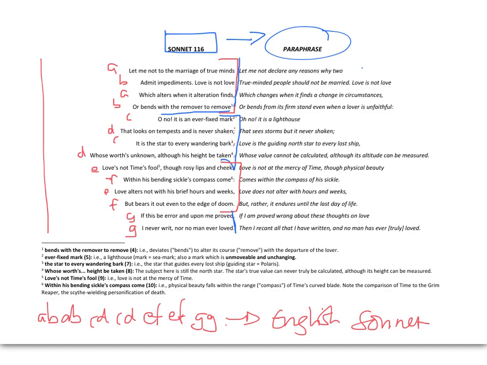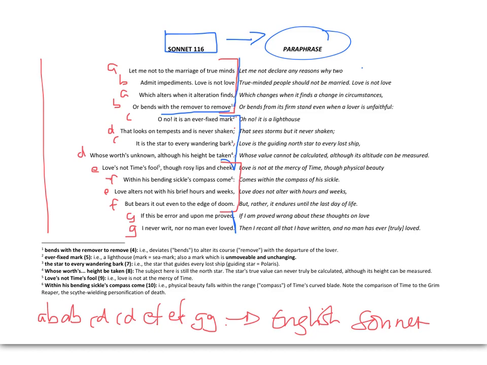Really clearly is. He's told us what it's not. Now it's time to know what it is. He says, "Oh no. It is an ever-fixed mark that looks on tempests and is never shaken." It's almost like a guiding light, a shining light, like from a lighthouse that shines out over the ocean. It doesn't matter how rough, how dangerous, how violent the sea, the tempest is. The lighthouse remains the same.